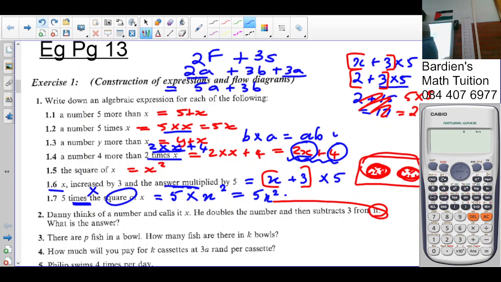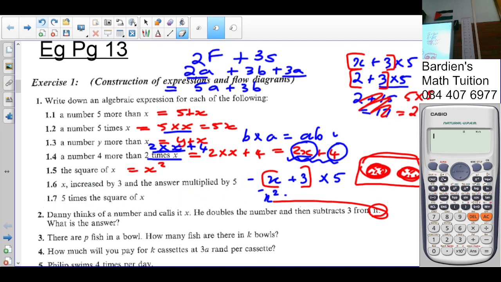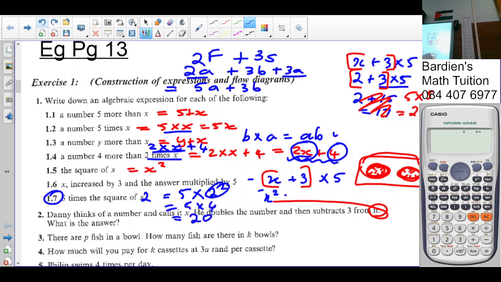What don't you understand? Again? So 5 times the square of x. Say this was a 2. And that would be simply 5 times 2 squared. You see that? It's 5 times the square of 2. So it's 5 times 2 squared. 2 squared is 4. 5 times 4 is 20. But we don't have a 2, we have an x. Okay. So this is simply 5 times x squared. And what's 5 times x squared? 5 times. Okay. You guys understand?